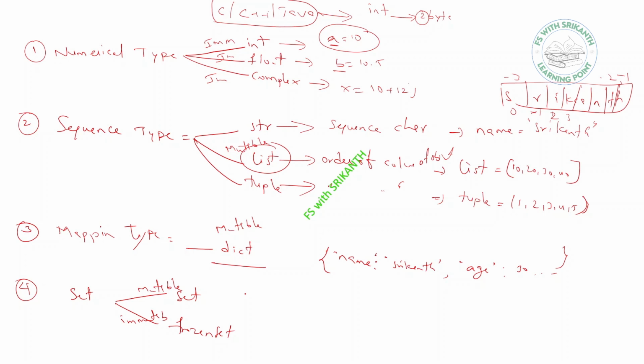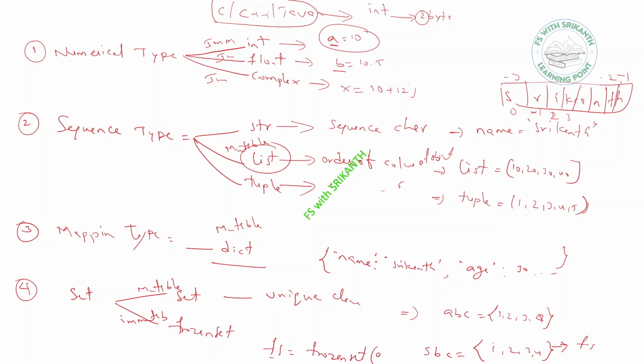A set is an unordered collection of unique elements. For example, ABC equal to {1, 2, 3, 4}, only unique elements. A frozen set is similar, with 1, 2, 3, 4. So what is the difference? First we declare the variable, then we convert it to a frozen set: fs equal to frozenset of ABC. Once ABC is converted to a frozen set, it cannot be modified.